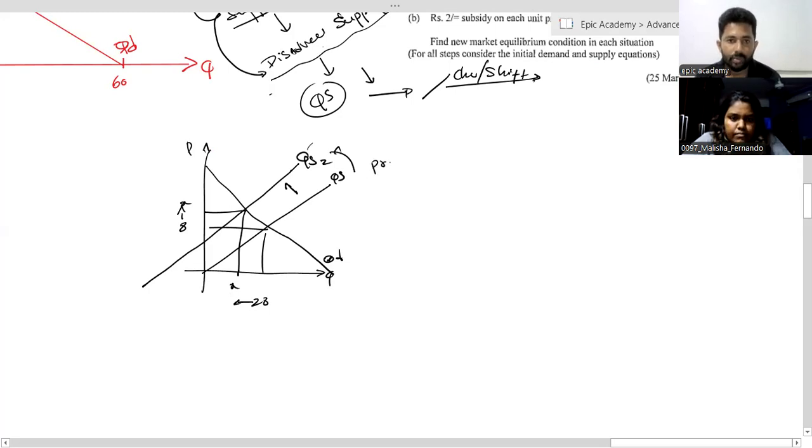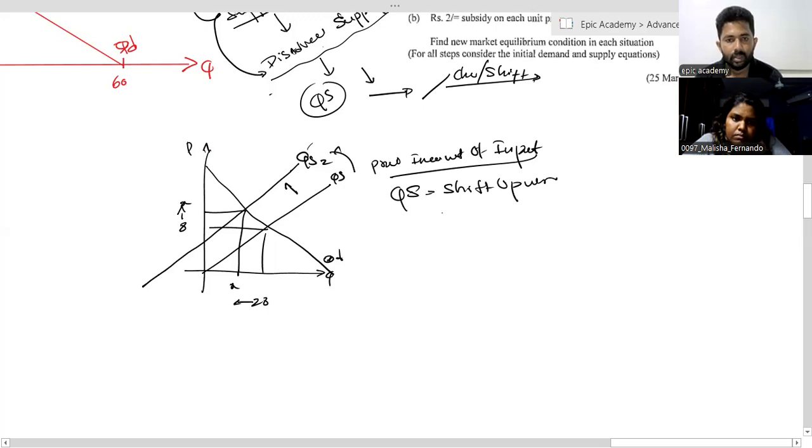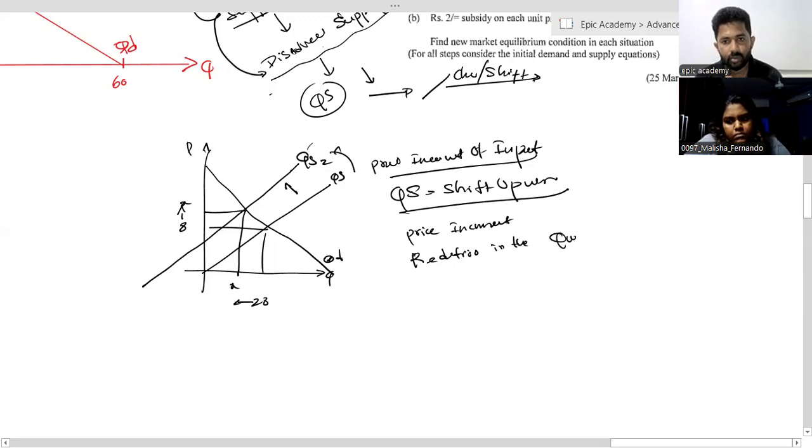So we call this QS2, after price increasement of input. Supply curve, QS curve, shifts upward. Price increasement is there and reduction in the quantity is there. That is enough.